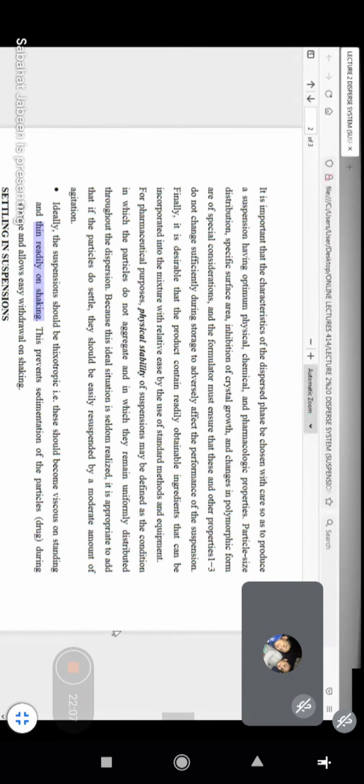So this is an ideal situation that if the suspension is showing thixotropic behavior, it prevents the sedimentation of the particles during storage and allows easy withdrawal on shaking, ठीक है। Now what factors are there that can affect the settling of the dispersed phase in a pharmaceutical suspension, ठीक है। The settling of the particle follows the theory of sedimentation that is expressed in terms of Stokes law.